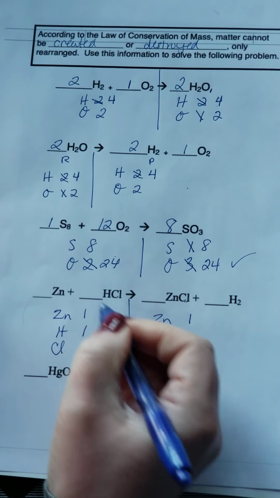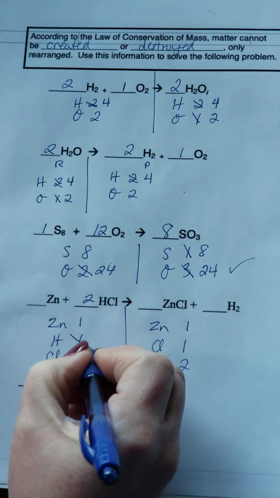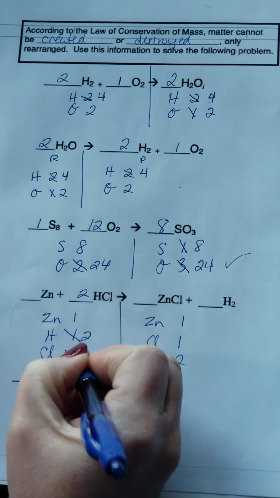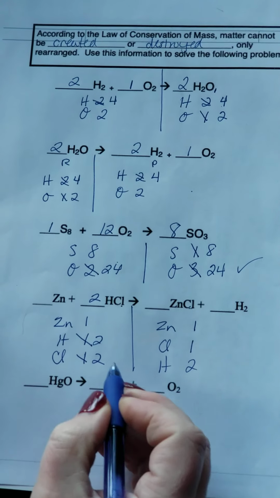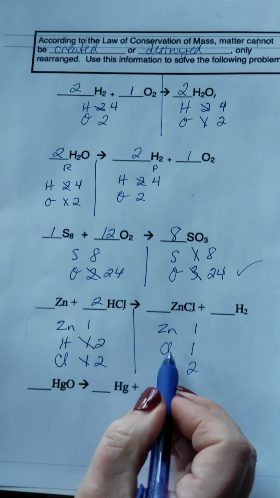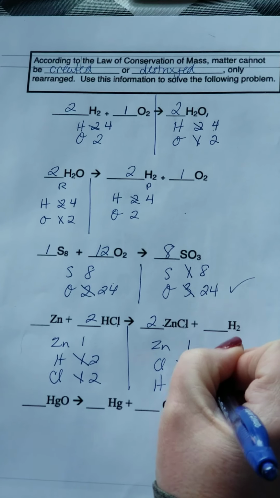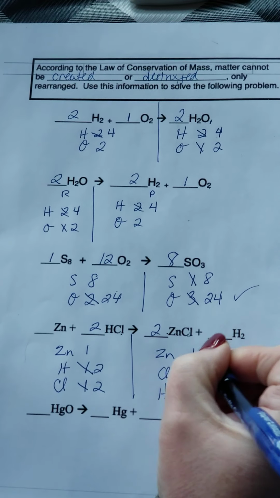I'm going to go back over here. I need more hydrogen. I'm going to put a 2. That's going to change the hydrogens to 2, but also the chlorine to 2. Okay. So now I have to go back to the other side because now the chlorines don't match. I'm going to put a 2 in front to make the chlorines be 2. That also changed the zinc.